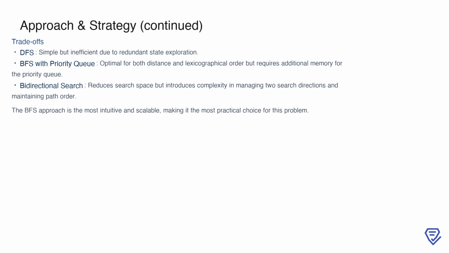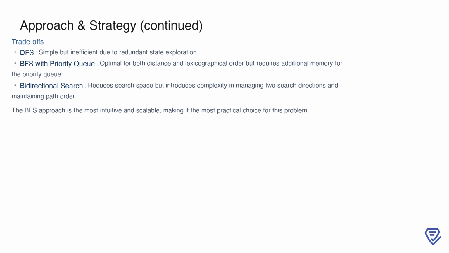Each of the approaches we've discussed comes with its own trade-offs. DFS is conceptually simple but inefficient due to redundant state exploration and excessive recursion. The optimized BFS with a priority queue is highly effective for this problem, as it guarantees both the shortest path and lexicographical order. However, it does require additional memory to maintain the priority queue.